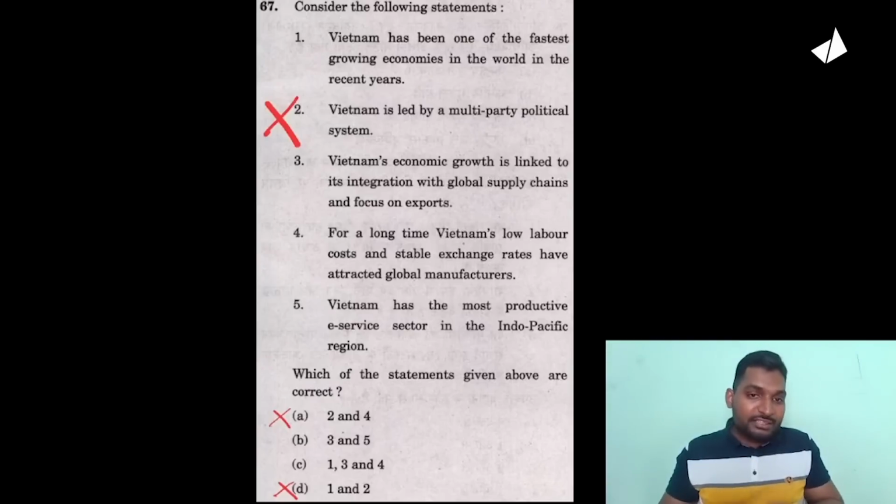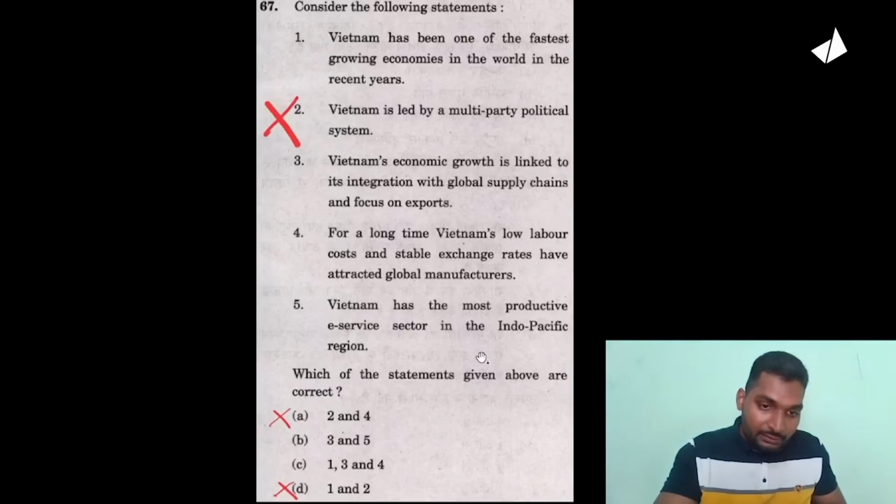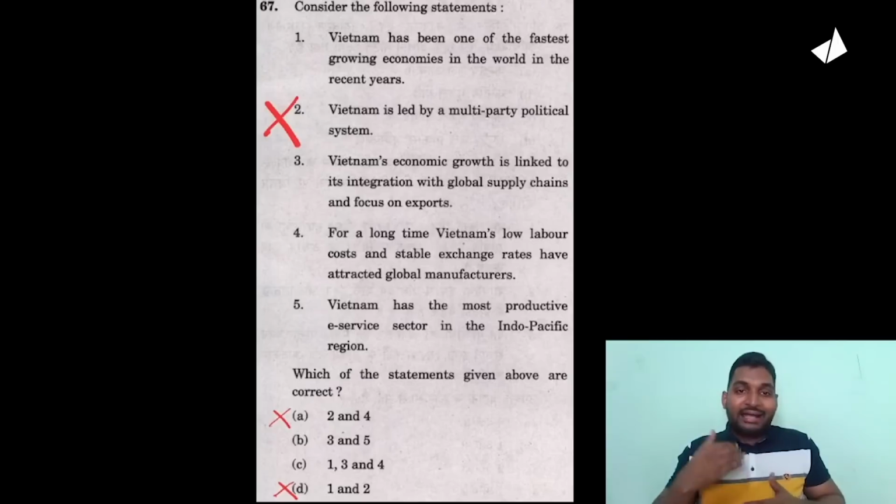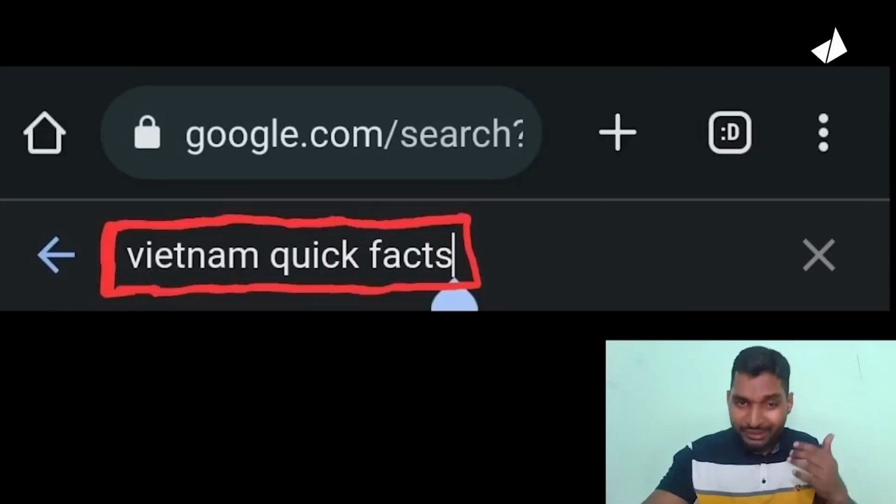So if you can eliminate statement 2, we are left only with option B and option C, because A and D automatically get eliminated, and the choice between option B and option C is relatively much easier. So what did we do here?